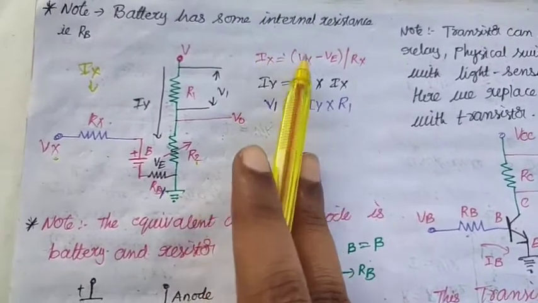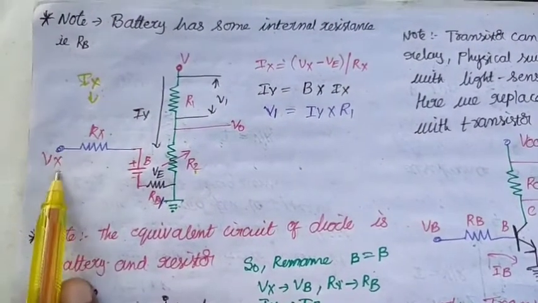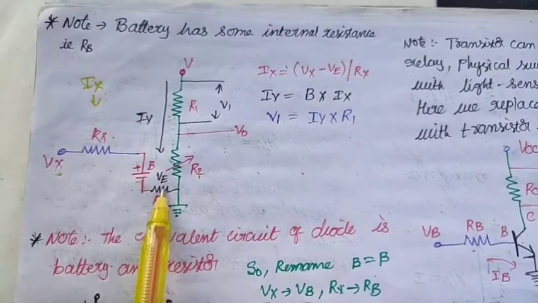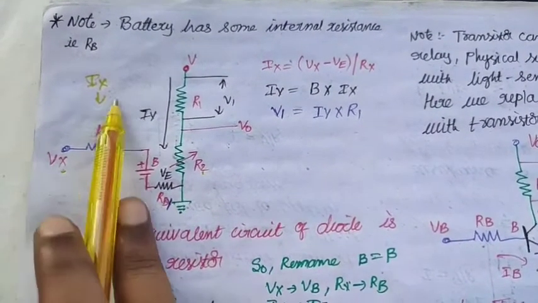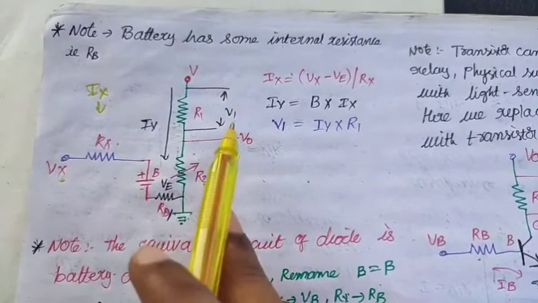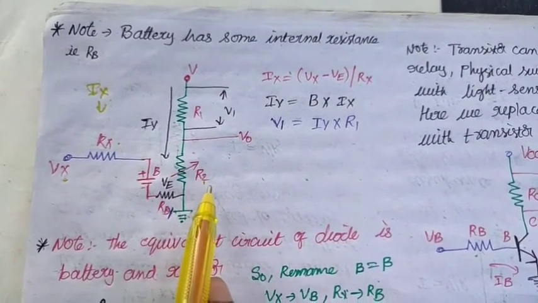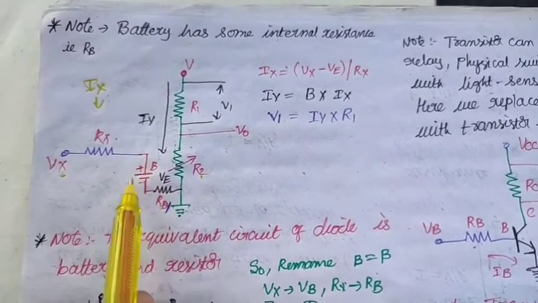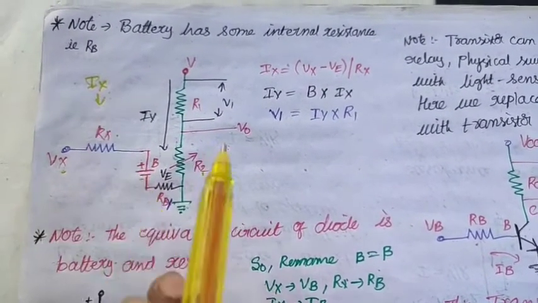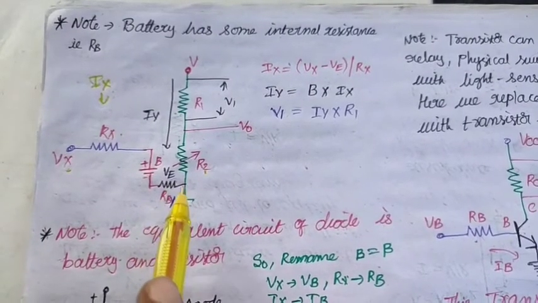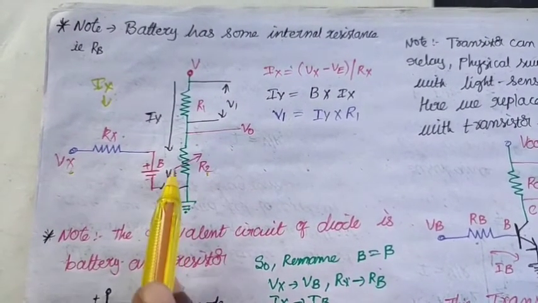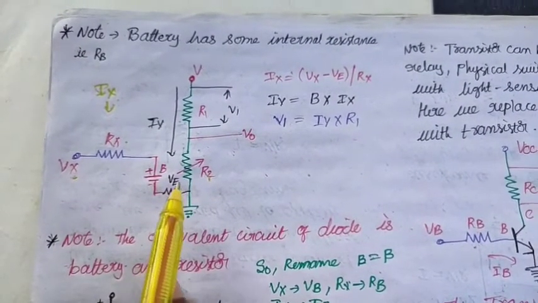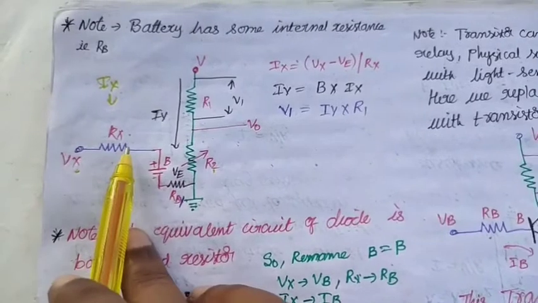So Ix is equal to Vx minus Vb. We created a potential difference between Vx and Vb. With this potential difference, current Ix flows. Why is current Ix required? To control the resistor R2. This potential difference is produced by the battery, and it has some internal resistance RB. This resistance causes Vb. So these two voltages cause the potential difference.